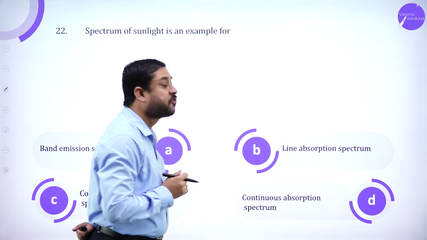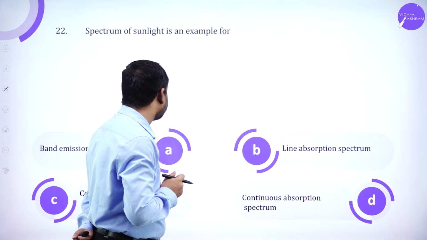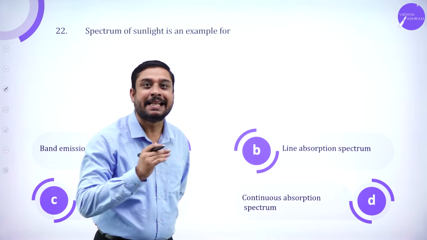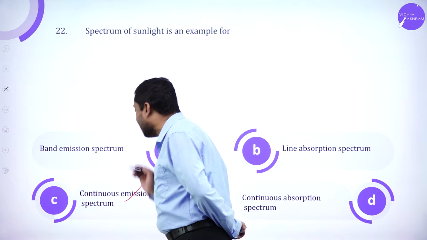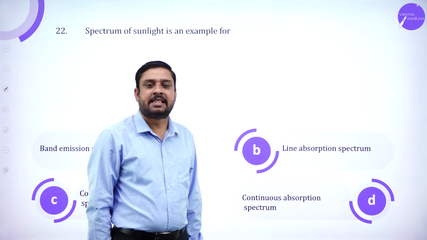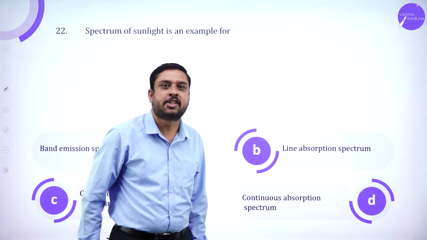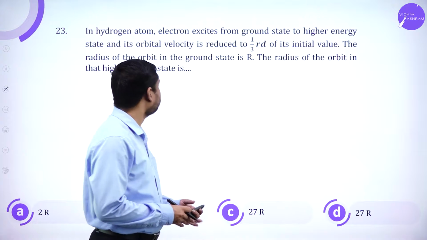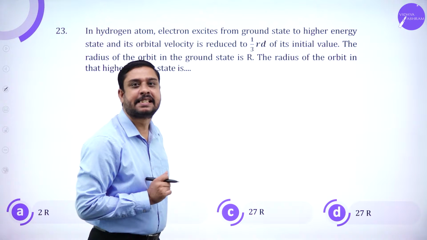The spectrum of sunlight is what type of spectrum? Sunlight emits radiations. It is continuous emission spectrum. It is an example for continuous emission spectrum. This is an important problem, an interesting one.